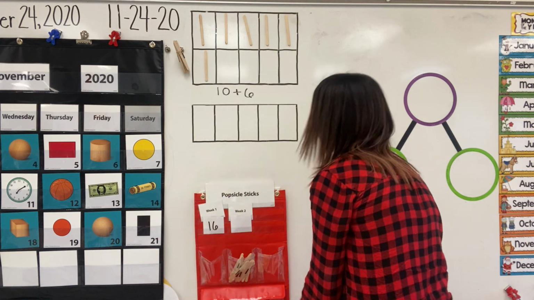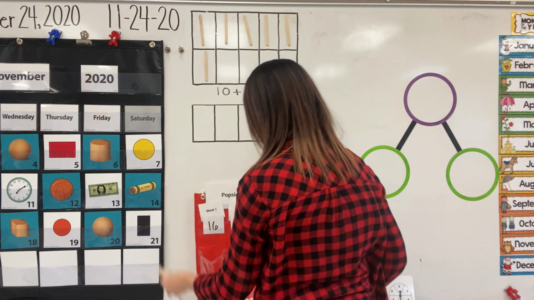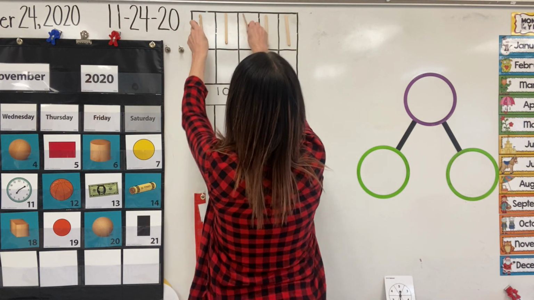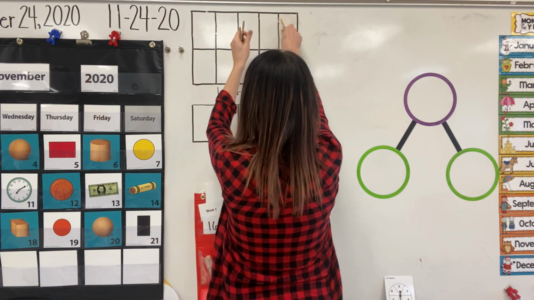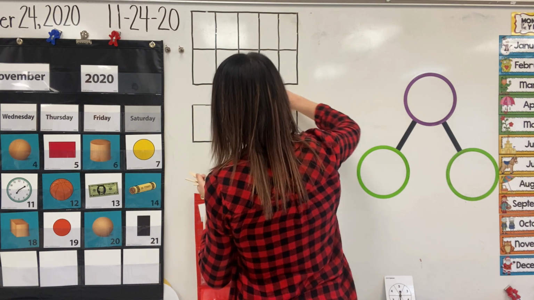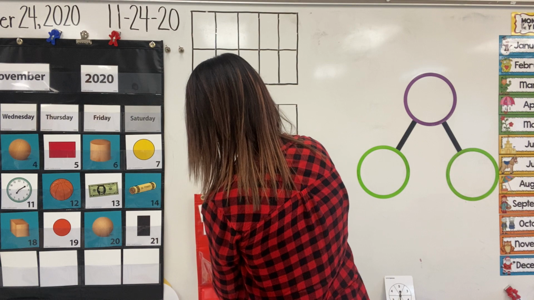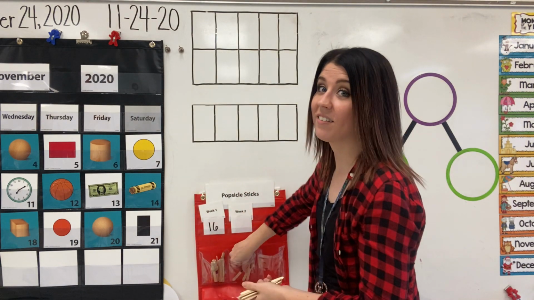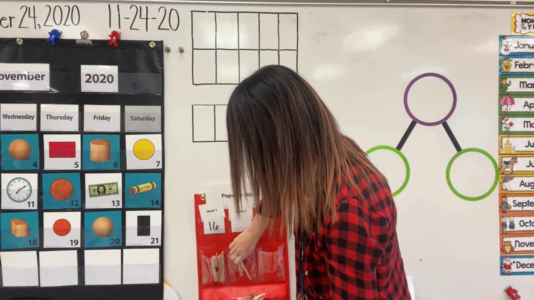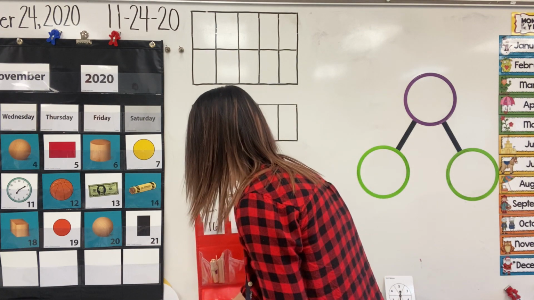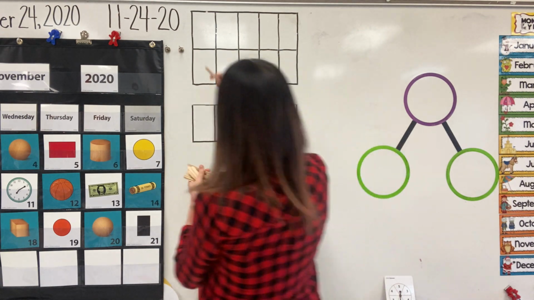All right, now let's figure out how many we have for week 2. So week 1 we had 16. Do you think we had more or less for the week 2? All right, let's find out. Okay, here we go.